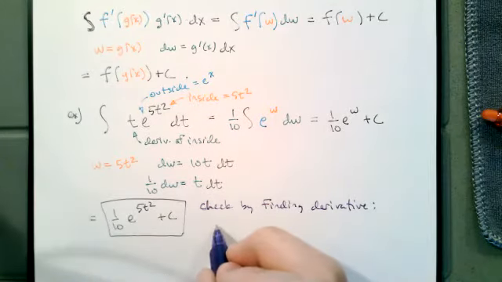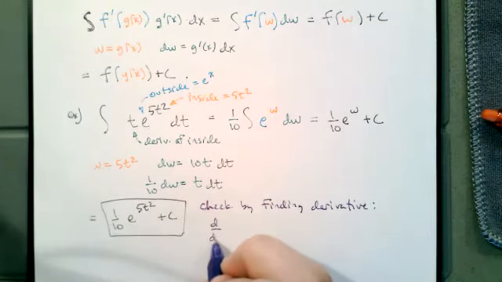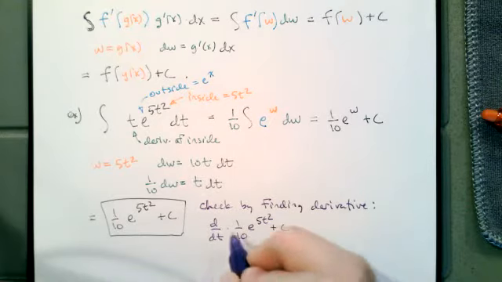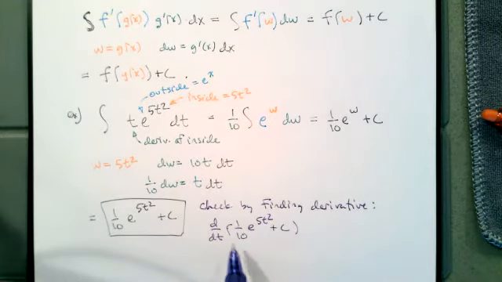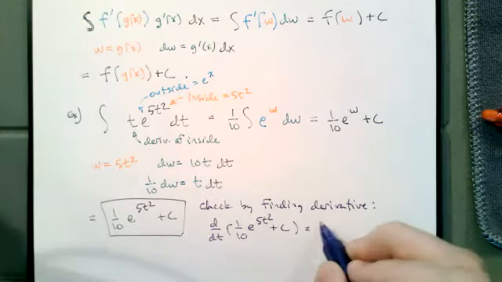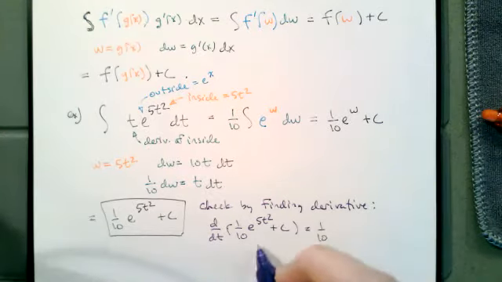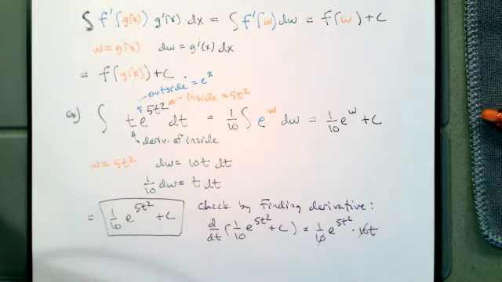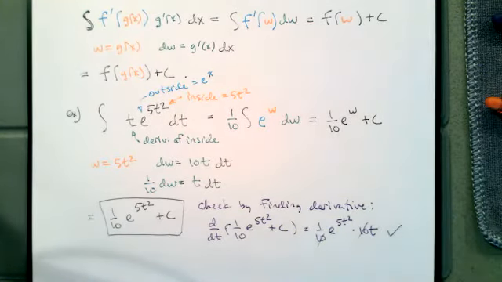So let's take the derivative with respect to t of 1/10 e to the 5t squared plus c. I'm going to need parentheses. The derivative of an e to the 5t squared is got a 1/10. That's the constant. The derivative of e to the something is e to that thing times the derivative of that thing. And then the 10s cancel. We have t e to the 5t squared, and that's what we were trying to integrate in the first place. So it worked.